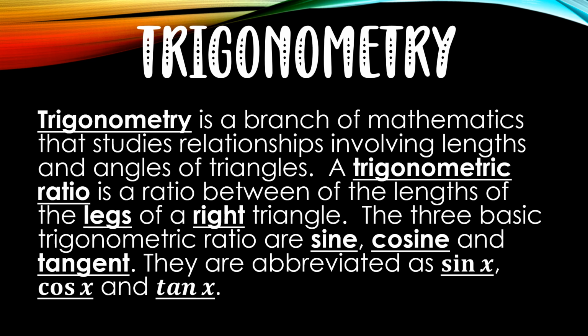There are three basic trigonometric ratios, although there are more that you'll learn about when you take pre-calculus. They are sine, cosine, and tangent. The way that they are abbreviated, and you may have noticed these buttons on your calculator, it's going to look like sin, but when we say it, we need to make sure we say sine. Cosine is abbreviated with COS, and tangent is abbreviated with TAN.